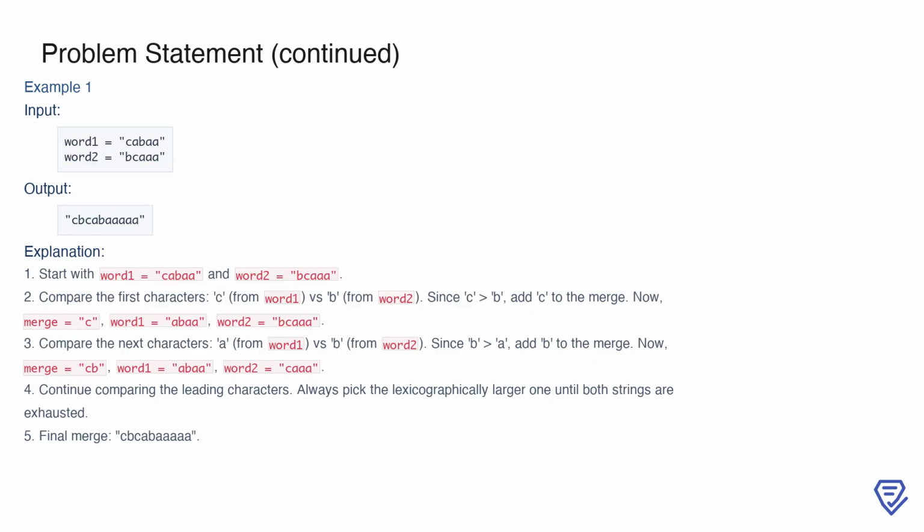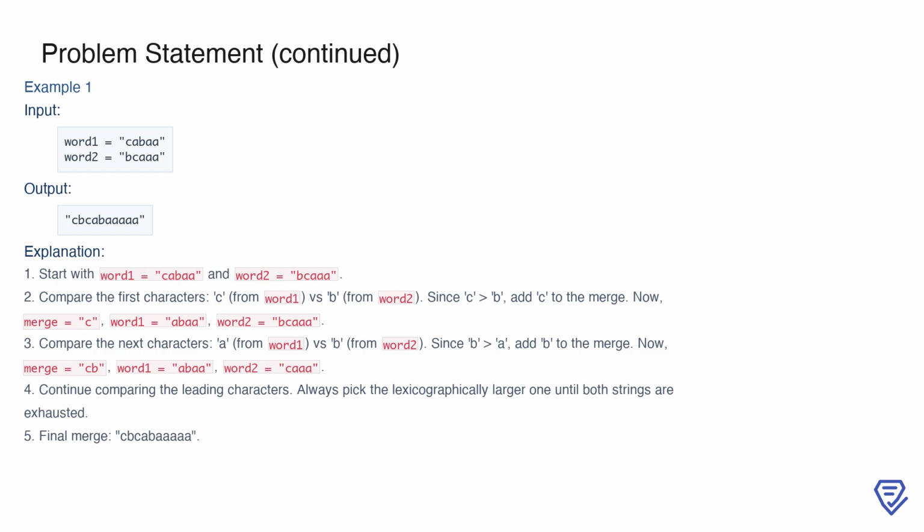Suppose word1 is "cabaa" and word2 is "bcaaa". To create the largest merge, we start by comparing the first characters of both strings. Here, c from word1 is larger than b from word2, so we take c and append it to the merge. Now the merge is c, and we continue comparing the remaining characters.